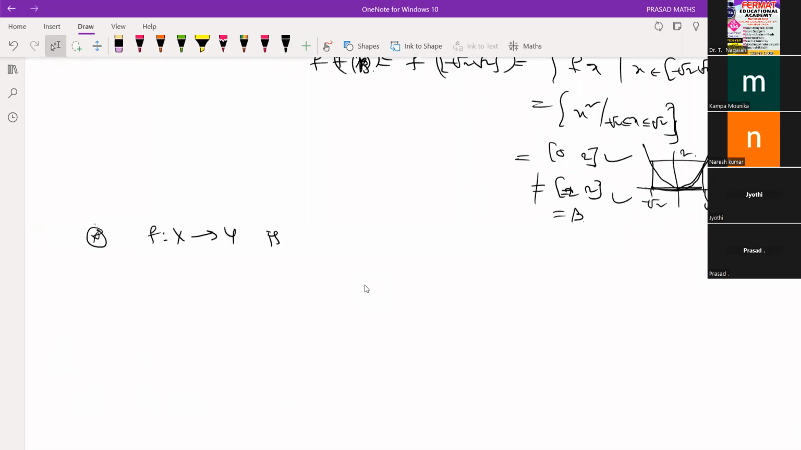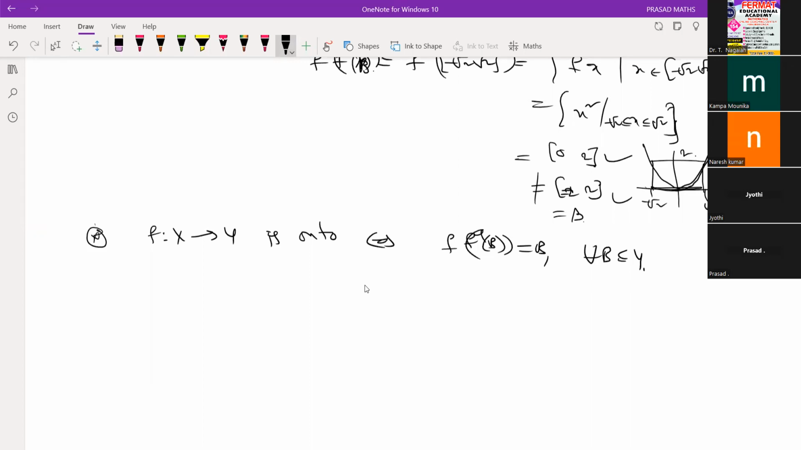So these are very, very important. F is an onto function if and only if the image of the inverse image of B is equal to B, for any subset of Y. This is also a very, very strong example, right?